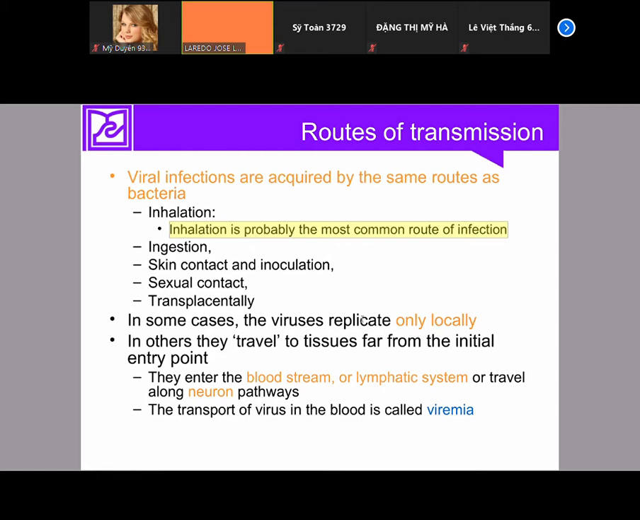Viruses sometimes may only cause a local disease with local replication. However, some viruses may travel to tissues that are very far from the initial infection. So they can travel through the blood. This is called viremia. They can travel through the lymphatic system, or they can travel through the neurons.